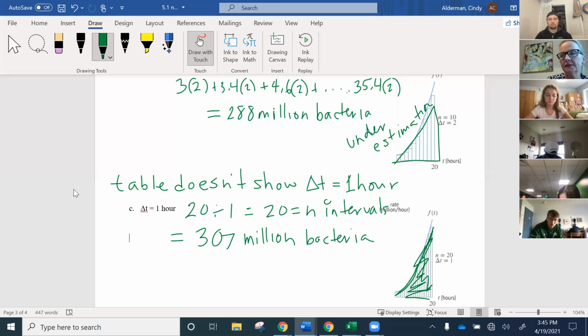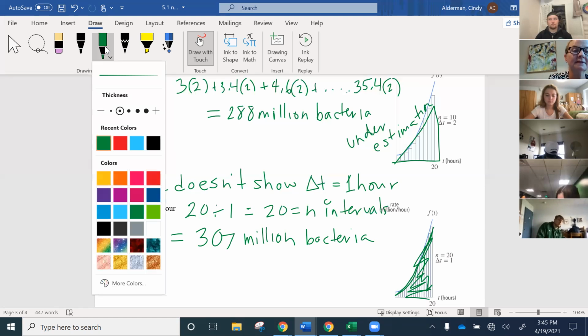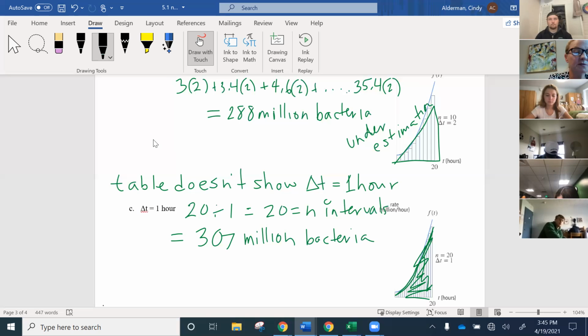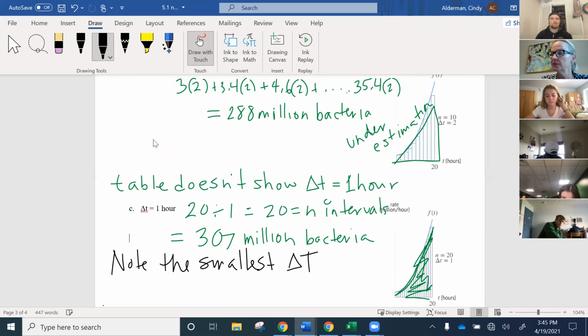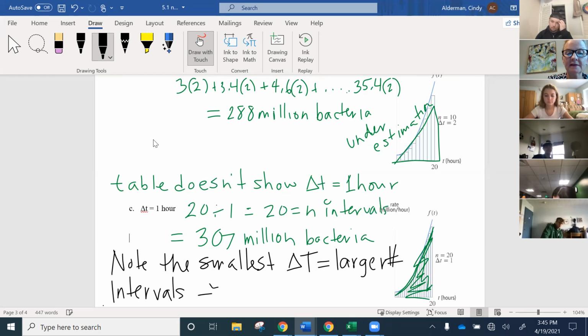Okay, so let's make a note just to make sure you got the basic stuff you're supposed to get from this. Note: the smallest change in t, and notice that if the change in t is 1 hour, the smallest change in t would equal a larger number of intervals. And this would give the best estimate.